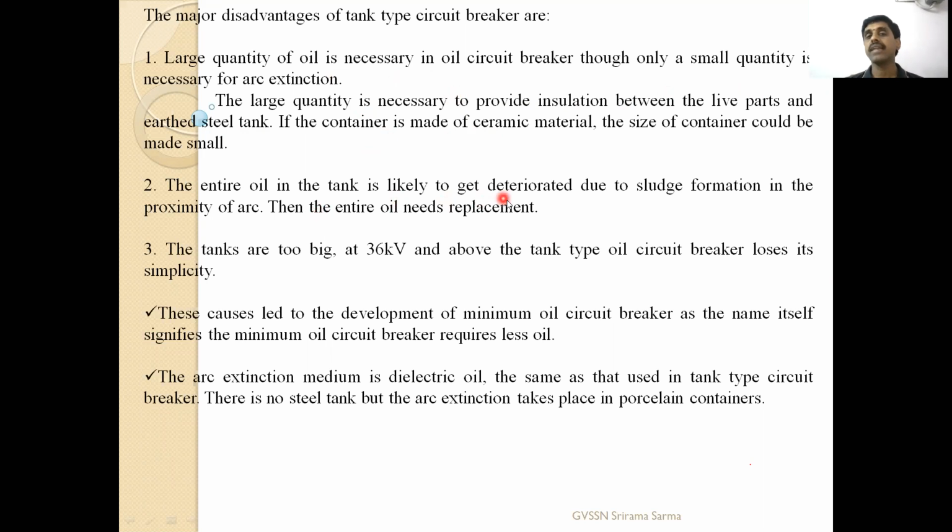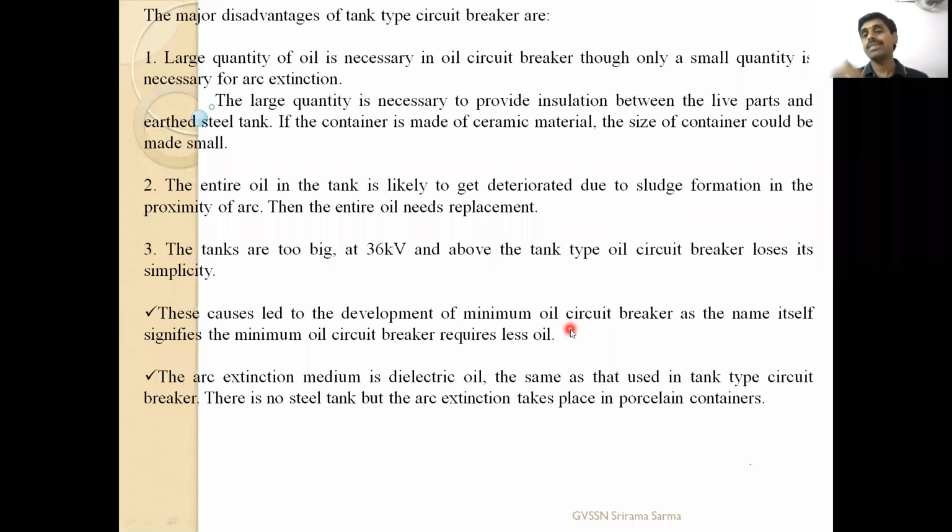The entire oil in the tank is likely to get deteriorated. Therefore, sludge formation and carbon particle formation occur, which you have to remove to improve the dielectric strength of the oil. So these are all required. Tanks are too big because we have to accommodate a larger amount of oil. These causes led to the development of the minimum oil circuit breakers.